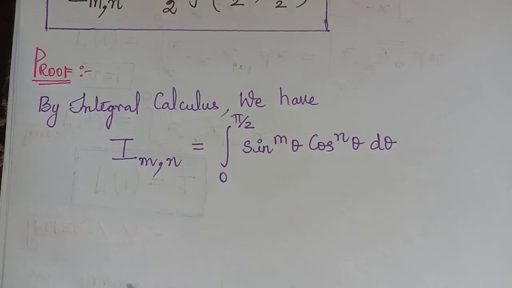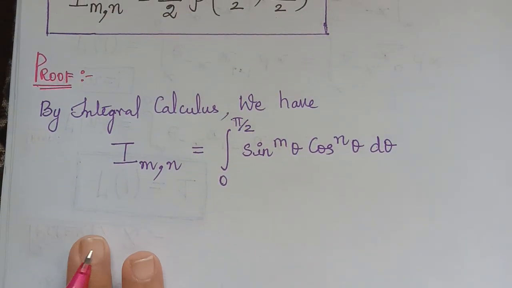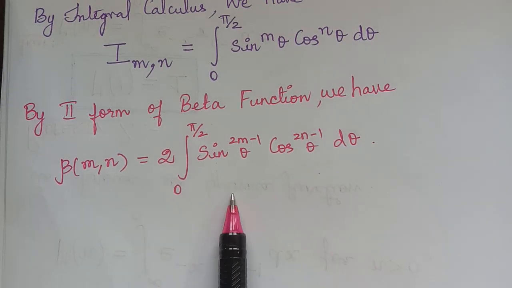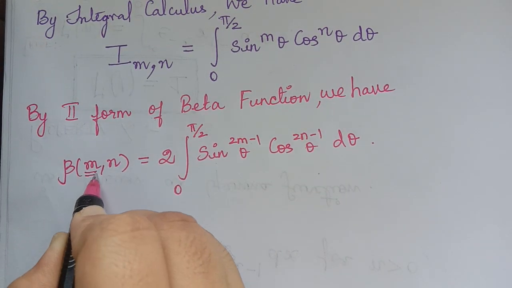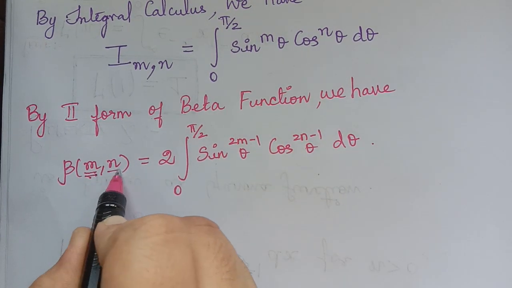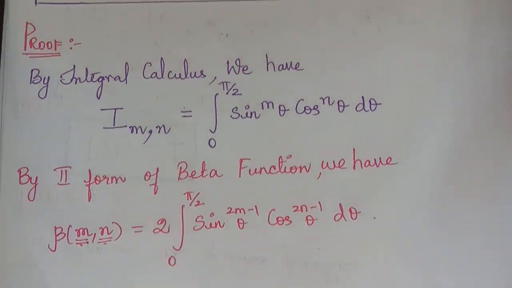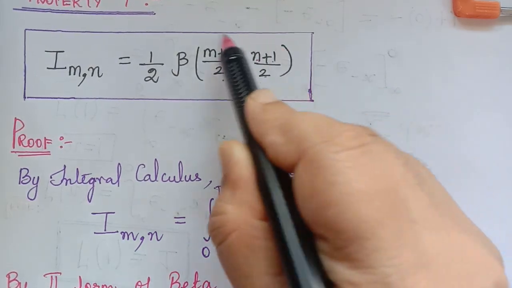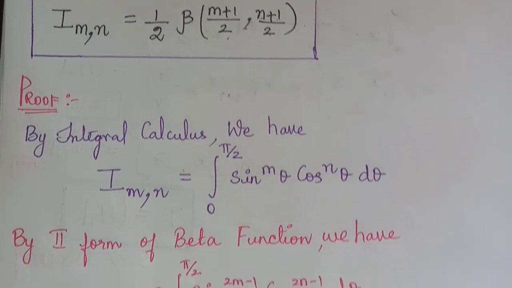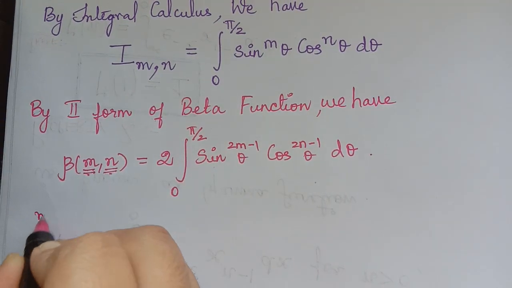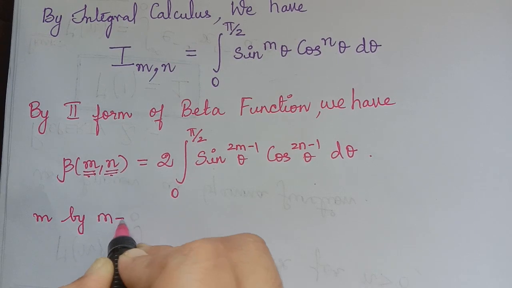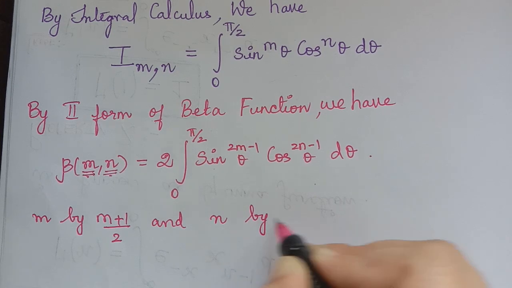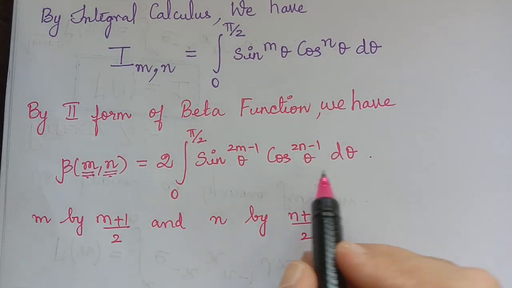So let us write that integral now. That is, the second form of beta function is given by. So this is the second form of beta function. Now in this integral, we shall replace m by m plus 1 by 2 and n by n plus 1 by 2 in order to get beta of m plus 1 by 2 comma n plus 1 by 2. So in order to find the right hand side, we shall replace m by m plus 1 by 2 and also replace n by n plus 1 by 2 in this integral.